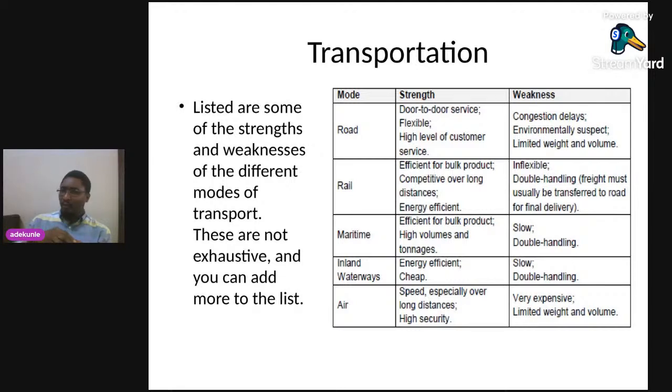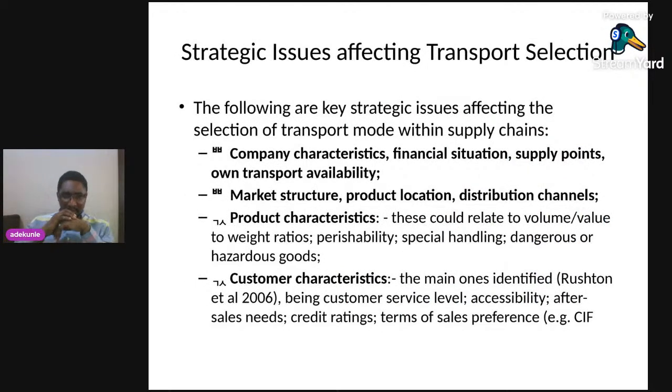Air transport provides high security for goods while on air, but of course it's very expensive. Same thing with the road mode. There's a limited weight and volume that air transport will carry. So there are strategic issues that we as professionals want to look at while we're selecting transport. Some of them we've said earlier.